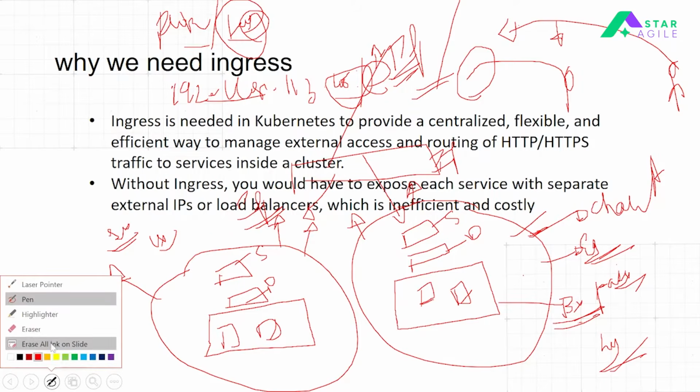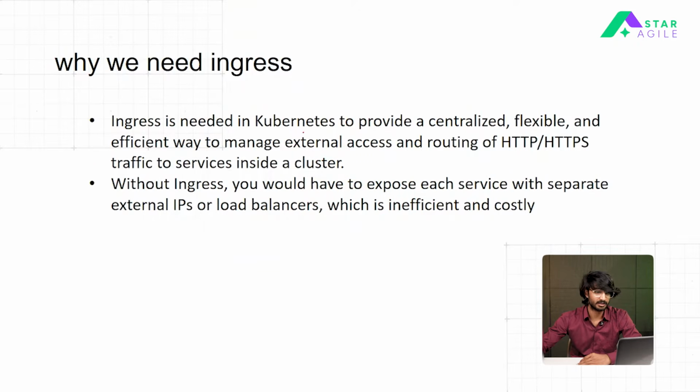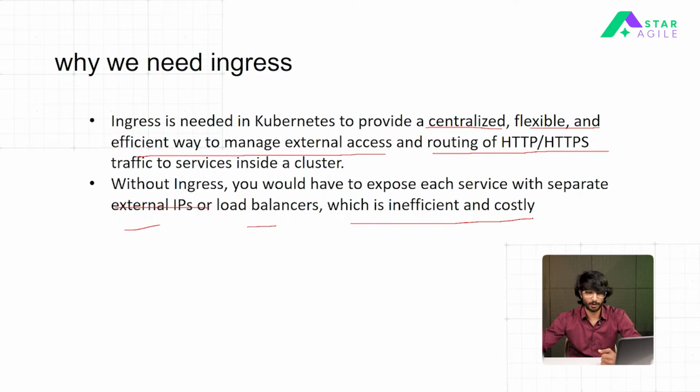And if I go through this particular stuff, it also says the same thing. A centralized, flexible and efficient way to manage external access and routing to these places. Got it? And without Ingress, you would have exposed each service with separate external IPs and load balancers, which is inefficient and costly. That is what I explained right now. Using multiple IPs will cause your cost to go up, and using multiple ways of routing also. Correct?